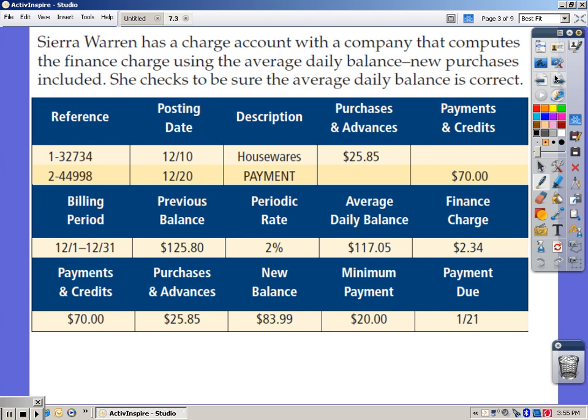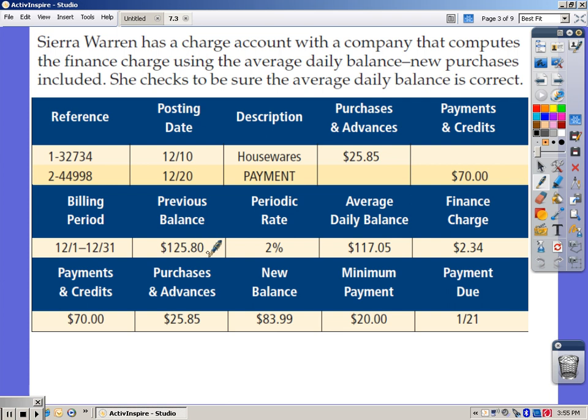Notice that across the top says reference, posting date, description, purchases and advances, payments and credits. Okay. Notice that on 12/10, she made a purchase for $25.85. On 12/20, she made a payment for $70. The billing period is from 12/1 to 12/31.